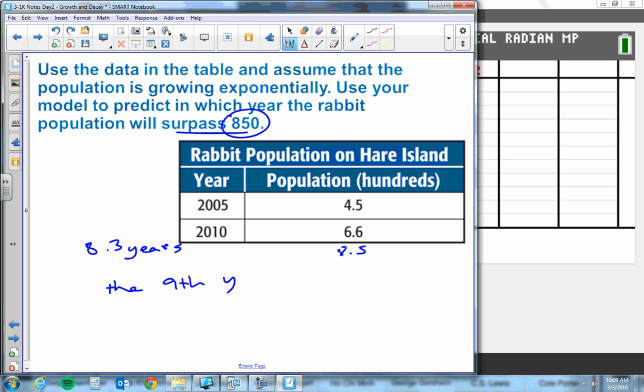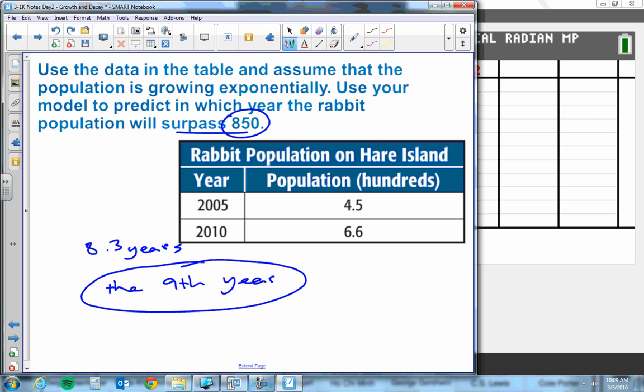During the 9th year is when it actually surpassed 850. Or in other words, after 9 full years, it definitely has surpassed 850. It hit it at exactly 8.3 years, yes. But it didn't phrase it that way. It didn't ask it the same as the last example. So that'd be the best way to express that. And that is it for now.